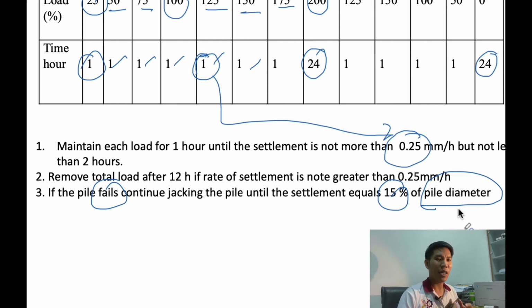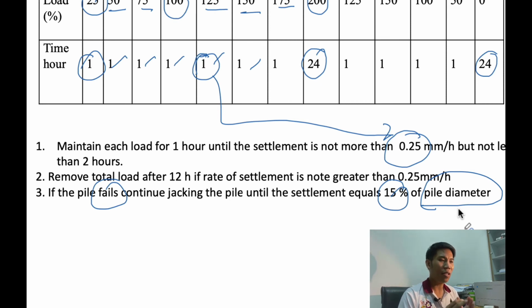Okay, let's make a conclusion for this slide. For ASTM D1143, you have to increase the load up to 200% of the safe load. The load increment for each step is about 1 hour. And you have to check the rate of settlement at each loading step. It should not be more than 0.25 millimeter per hour. If more than this rate, you have to wait another hour, but not more than 2 hours.